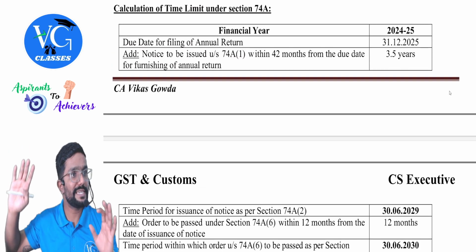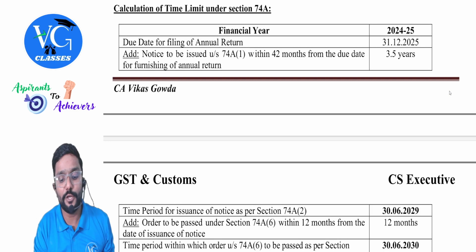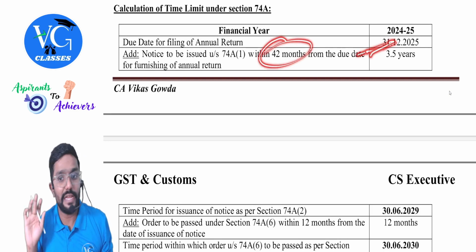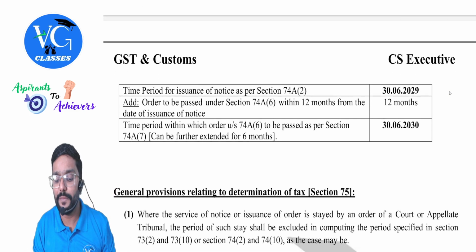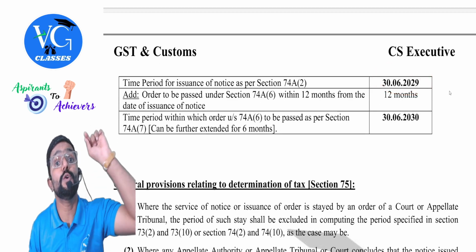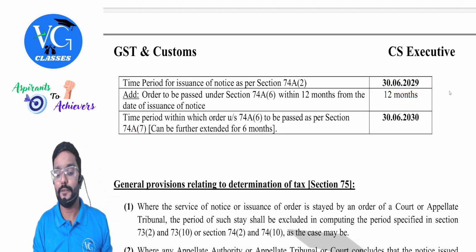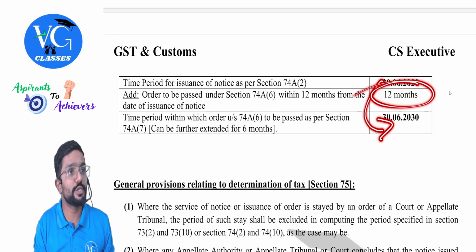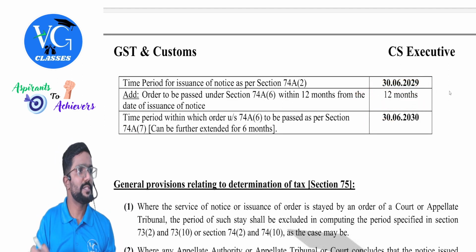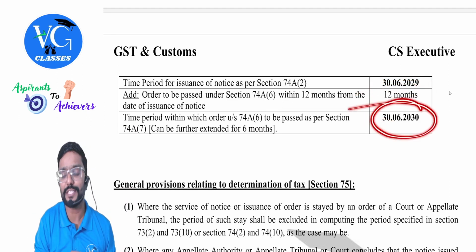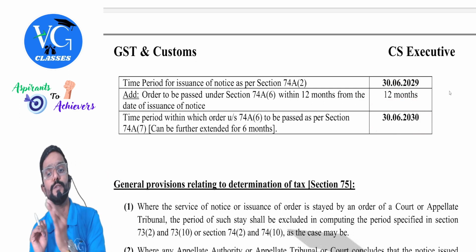First they told what is the time limit to issue notice? 42 months from the due date of filing the returns. Okay. So that means this is the deadline to issue notice. And from there, within what time the order has to be passed? Within 12 months. Means maximum the order has to be passed on or before 30th June 2030.